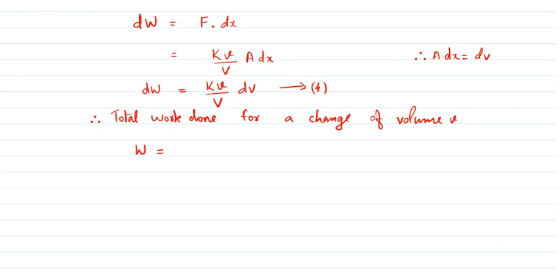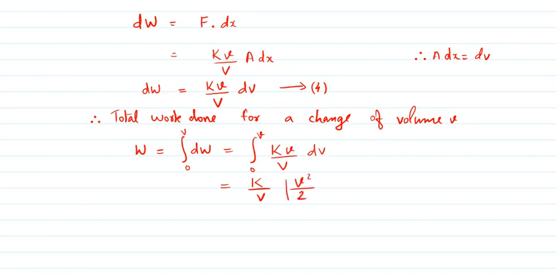W will be obtained by integrating dw, and we will take the limit from 0 to V. So 0 to V, kV divided by capital V dV. Here kV is a constant value, so you can take it outside, and we will get k by V, and in integrating v dv we will get v square by 2, and applying the limit we already get it as V square by 2.